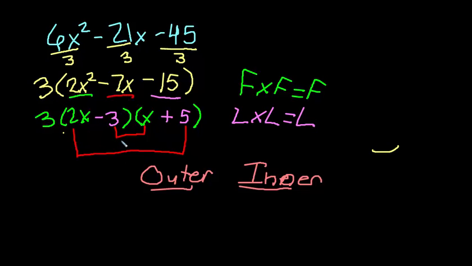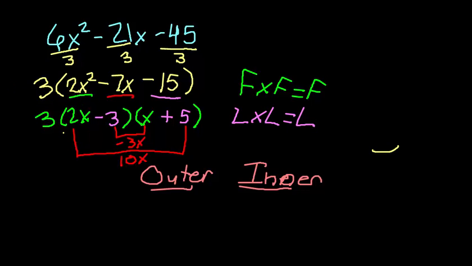So for instance, negative 3 times x is negative 3x. And 2x times 5 gives me 10x. If I add negative 3x and 10x, what do I get? I get positive 7x. Well, actually that doesn't give us negative 7x. It actually gives us positive 7x. So we may need to switch the signs here.